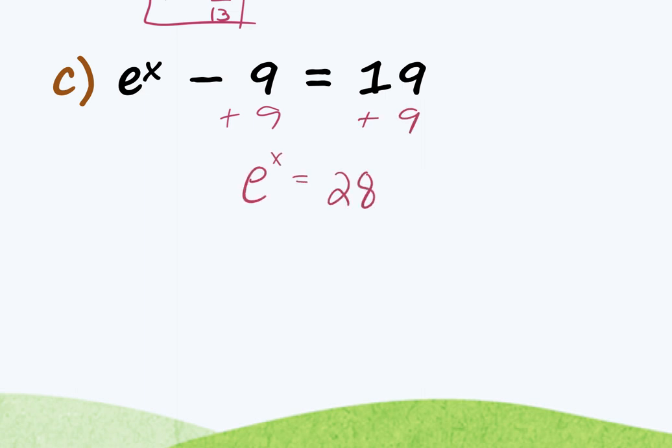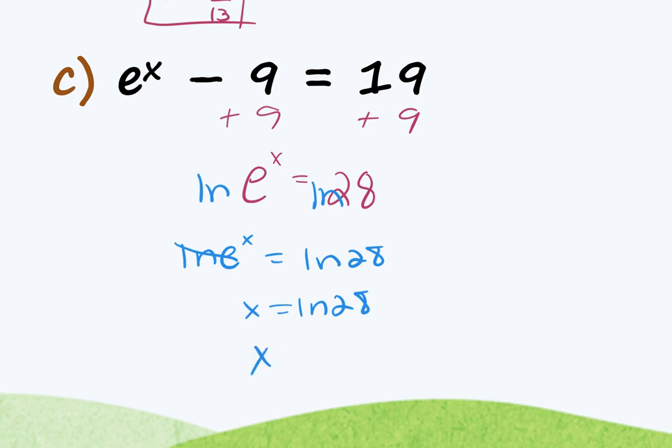Is there any way to change them so they have the same base? No, so we are going to ln both sides of this equation. What is ln of e to the x? Just x. Good. The ln of e cancels to give you its exponent. So this is just x. Without a calculator, I'd be done. That would be my answer. With a calculator, I'm going to actually find the ln of 28. And it's 3.332.